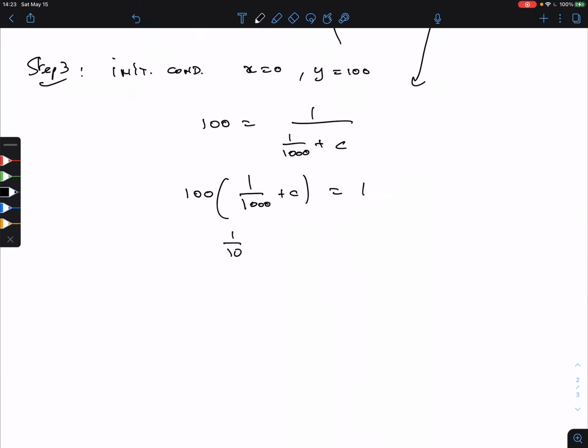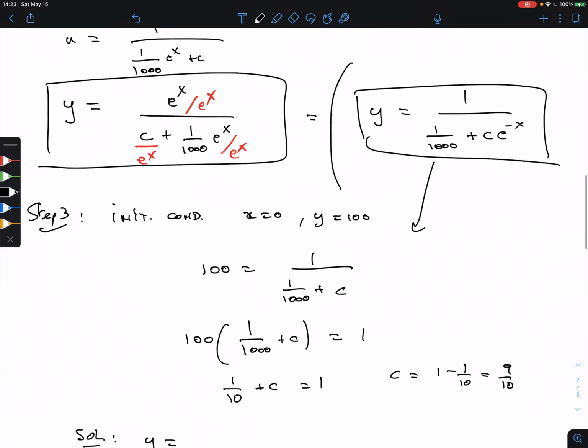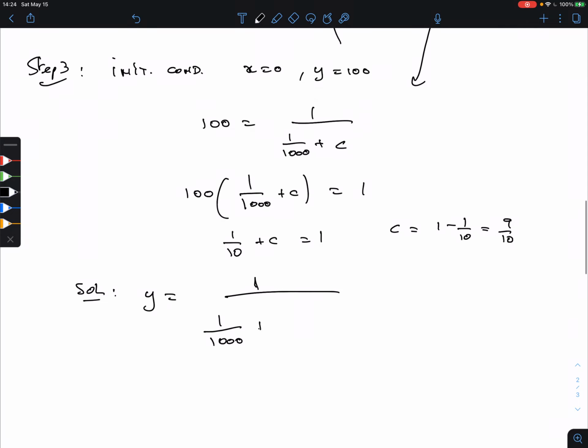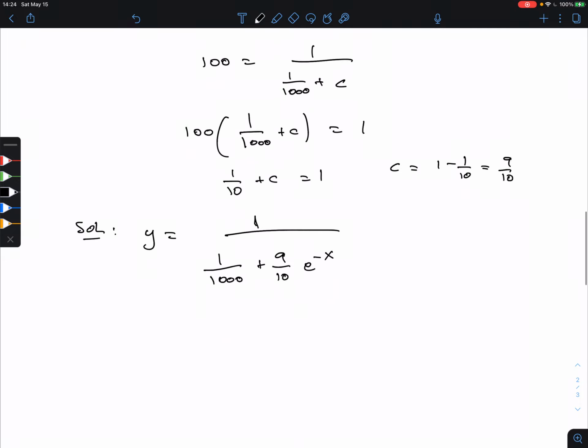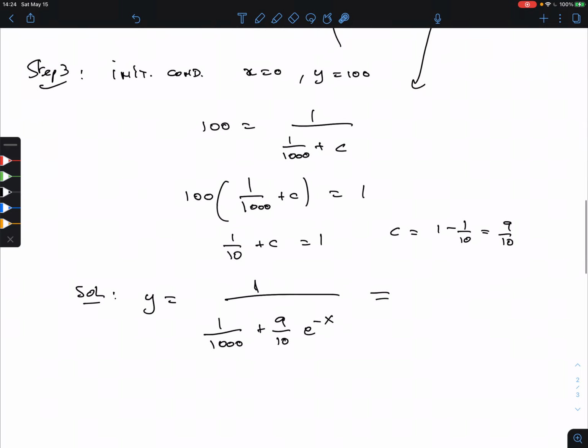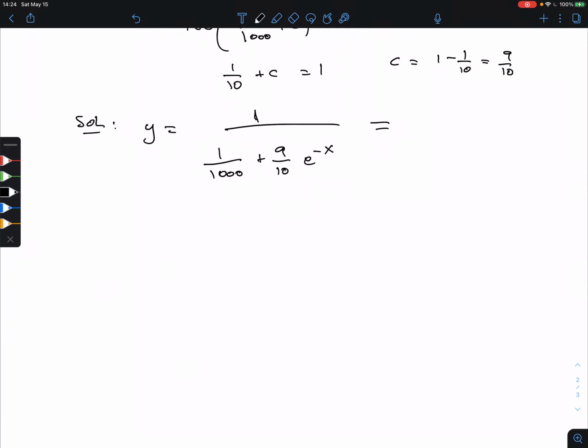So we get here 1 over 10 plus C equals 1, so we see that C is 1 minus 1/10, which is 9/10. So our solution is y equals 1 over 1,000 plus 9 over 10 e^(-x). Again, I don't like fractions much, so I like to clear the denominators. A fraction in a fraction, I don't like that much. It's not necessary, but it is easy: how do you get rid of this? By multiplying top and bottom with 1,000.